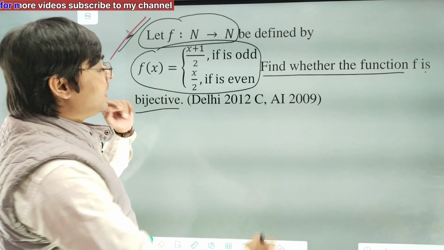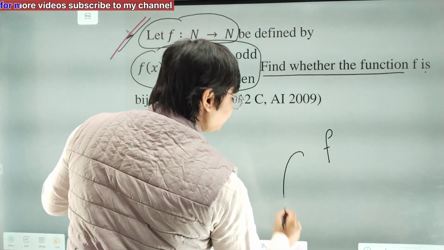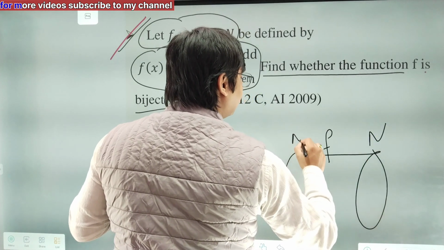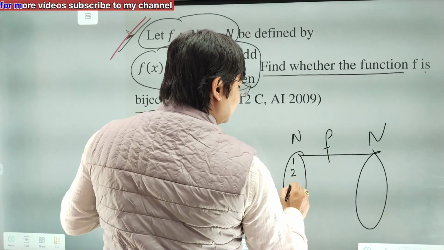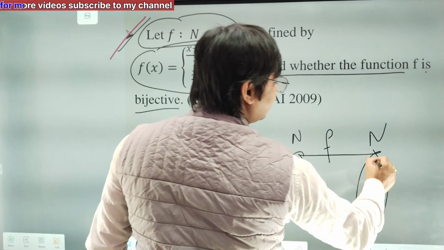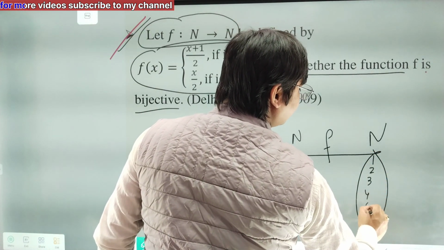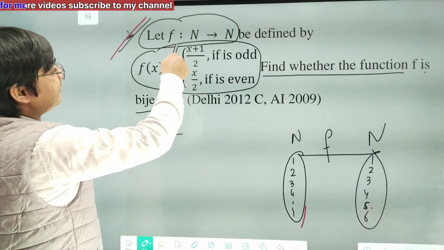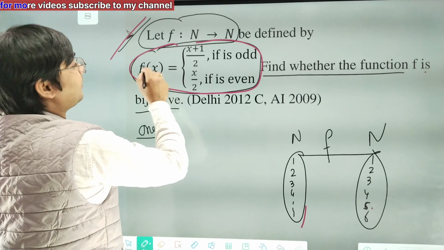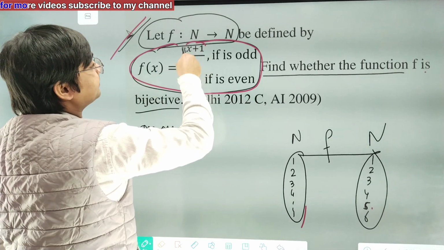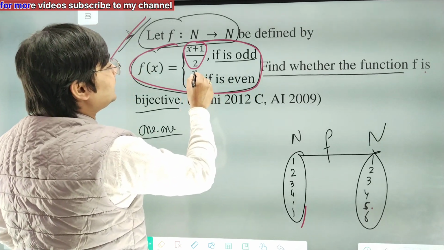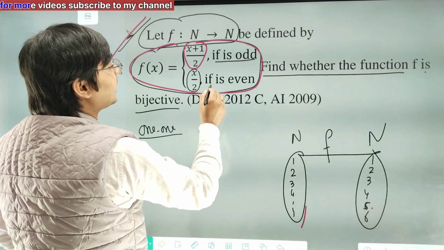So you see, f is a function here from the set of natural numbers to natural numbers. That means here the elements of this domain will be 1, 2, 3, 4 like this, and here also 1, 2, 3, 4, 5, 6. So you see, first of all, the definition of the function. f of x will be (x plus 1) by 2 if x is odd, and x by 2 if x is even.